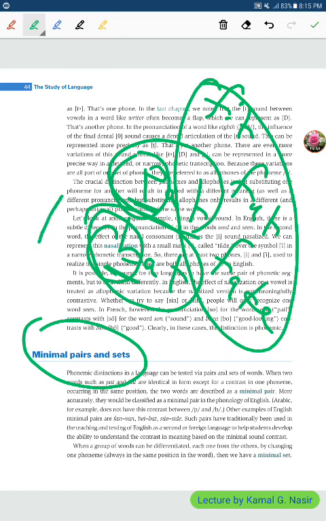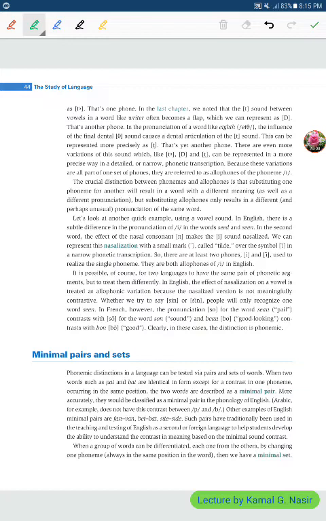Which is the lesser combination of words. Okay, you see, pairs, minimal pairs, which is the lesser combination of words, the lesser combination. Okay, good. The lesser combination of sounds.